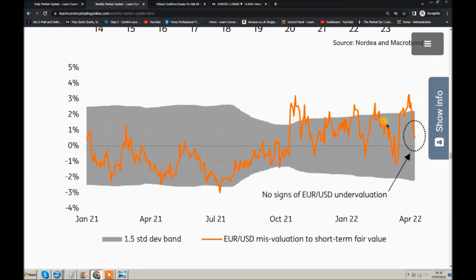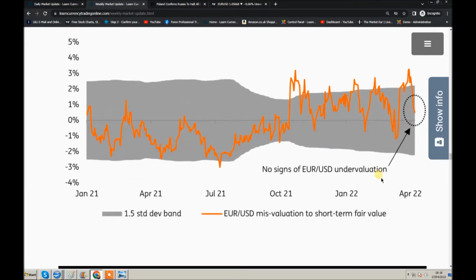Next chart, I showed this in the last euro video. A lot of people are saying the euro was oversold. This is from IG Think. Is it oversold against short-term fair value? No. It was here when I did my last video. It's only just gone below the zero line. It is not oversold, the euro, and speculators are heavily long.